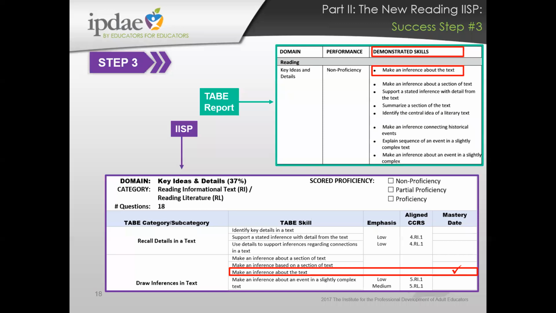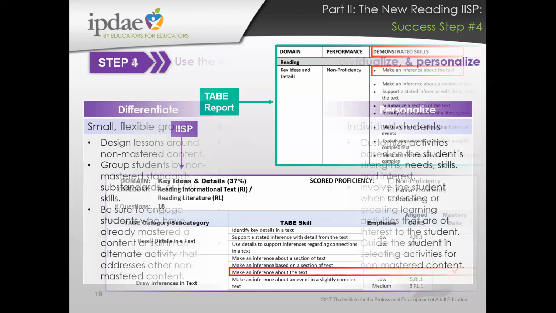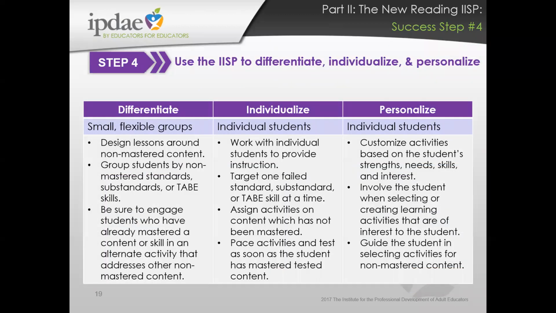Okay, now you are ready for step 4 of the process, using the IISP to differentiate, individualize, and personalize. Let's move along. All right, so now that the student's IISP is complete, you have a document that takes all of the guesswork out of instruction. With the IISP, both you and the student know exactly what standards, substandards, and skills need to be emphasized and which need perhaps a light review or can be skipped altogether. In step 4, I'll address how you can use the IISP to differentiate, individualize, and personalize instruction.